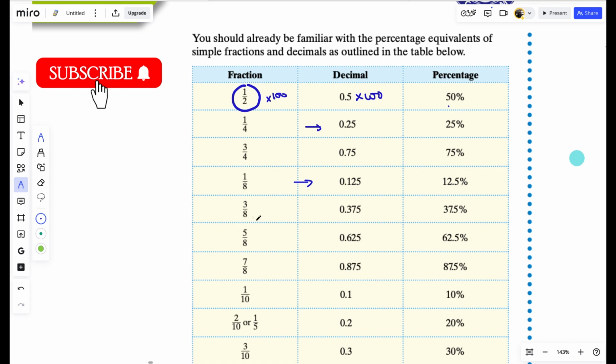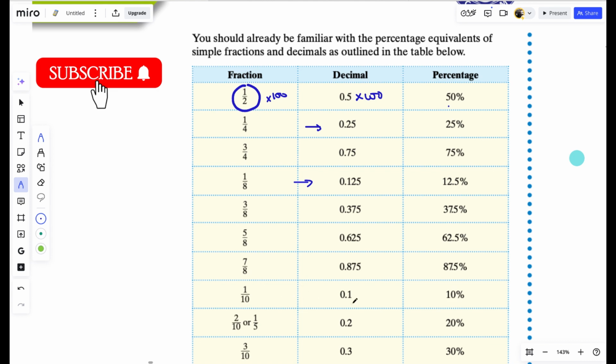3 over 8 will give you, if you do long division, 0.375, right? So 0.375 to percentage, you multiply by 100, you get 37.5%. 5 over 8 will give you 0.625, and if you change it to percentage, you get 62.5%. 7 over 8 will give you 0.875, and if you change it to percentage, you get 87.5%.